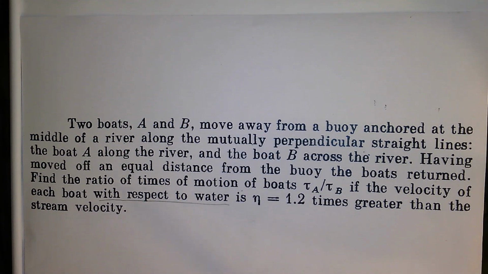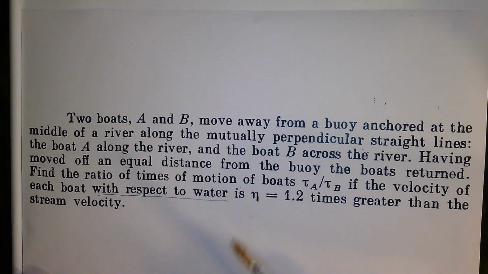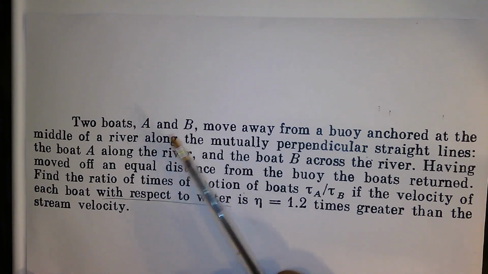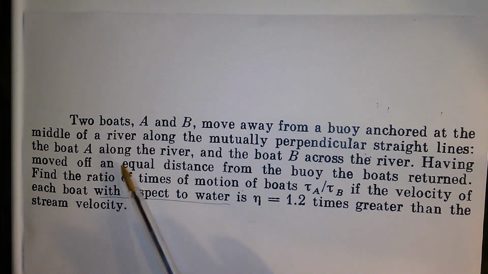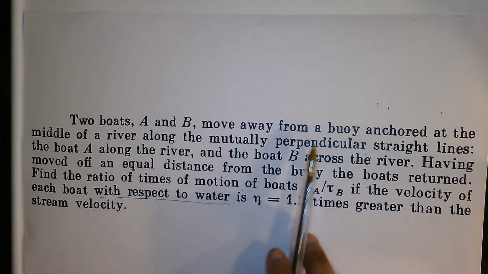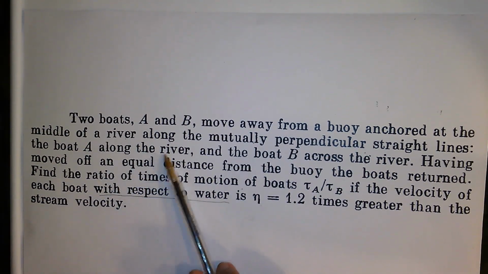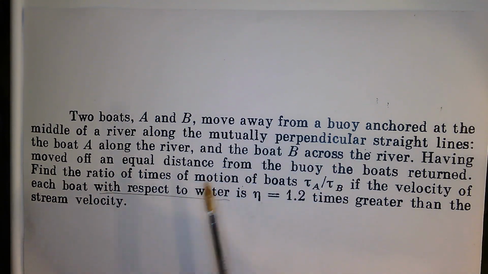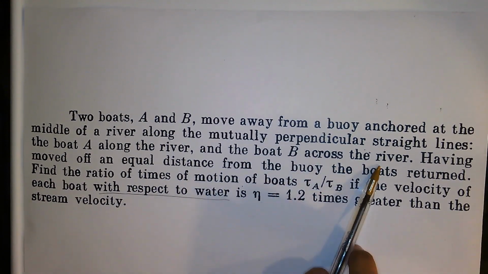Hello. In this video I'm going to be explaining and going through this problem here. So I'll first read it out to you. Two boats, A and B, move away from a buoy anchored at the middle of a river along mutually perpendicular straight lines. Boat A moves along the river and boat B moves across the river. Having moved off an equal distance from the buoy, the boats then returned.